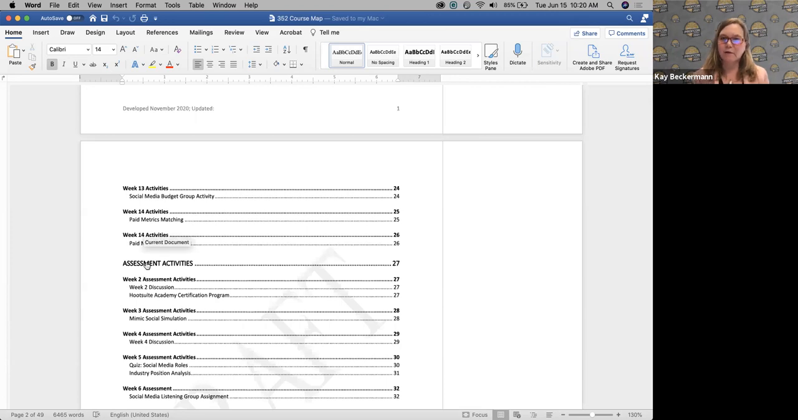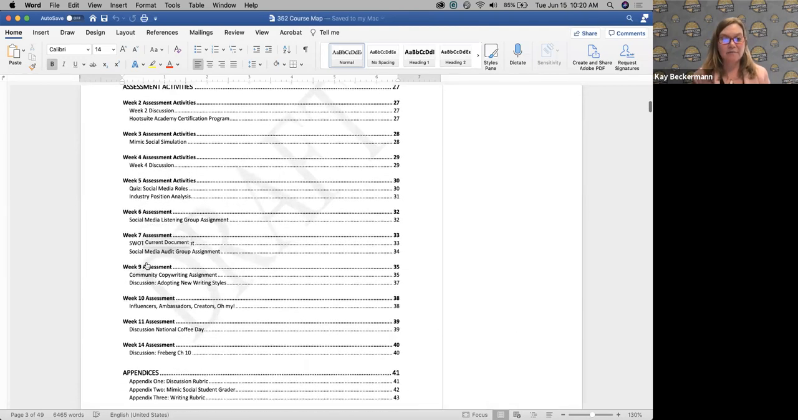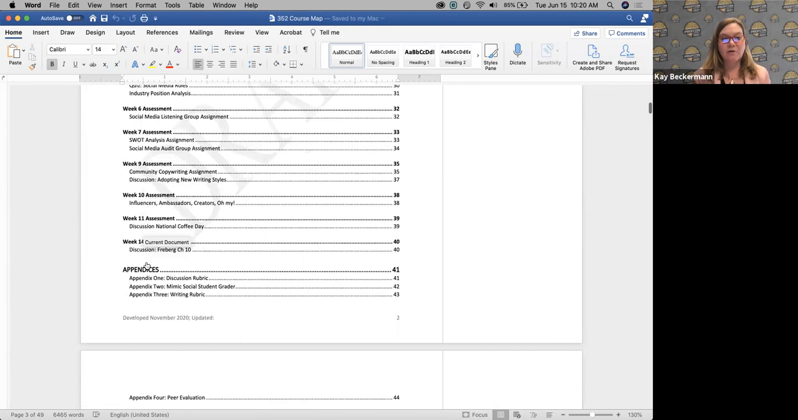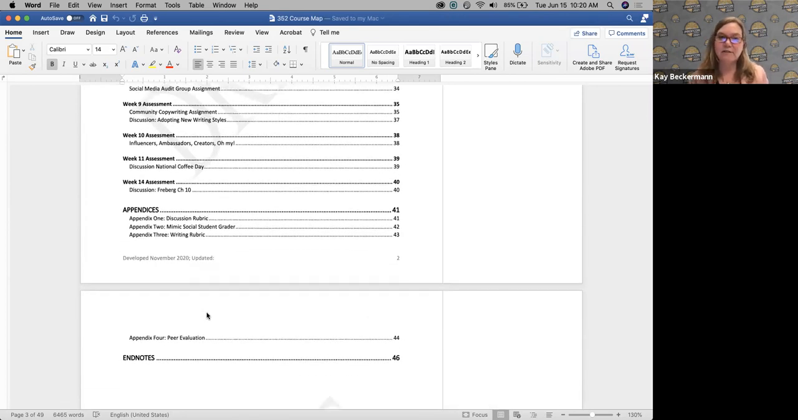And then I have the assessment activities. So what will I be grading students on with each week? We don't always have something to grade. Sometimes we do. And then of course, at the end, I have appendices where we have some different rubrics, the Mimics Student Social Grader and peer evaluations, because they do have a group project that they work on.